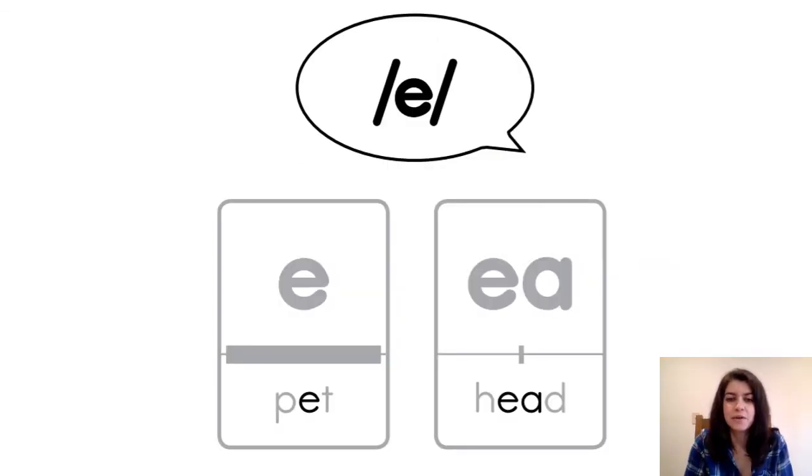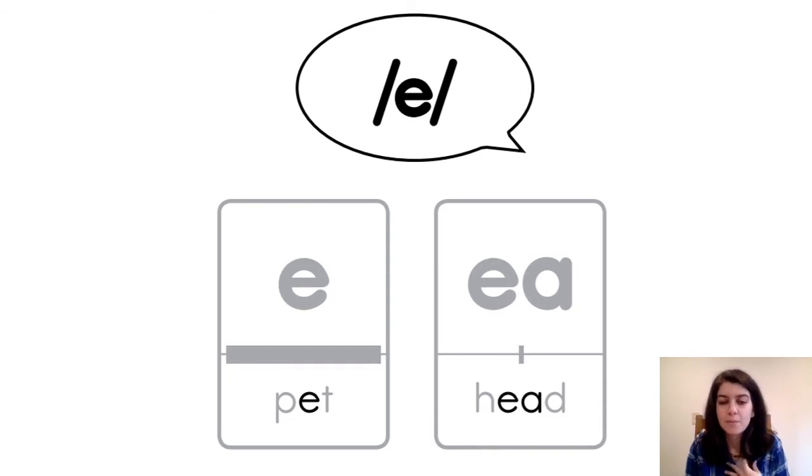This slide should look familiar from yesterday. We have the sound at the top, and at the bottom we have the two different ways to make that sound. The first one is E. The next one is EA.